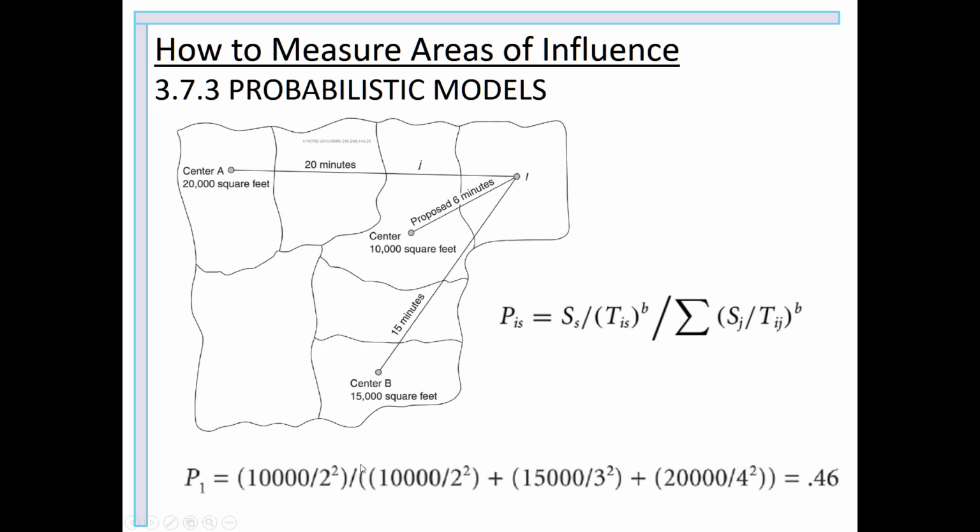Now I'm going to divide by the summation of the same term applied to every possible shopping place. So the first one is the same as we just calculated. We include it in the formula again since I'm summing for every shopping place. Then we're summing here B, 15,000 divided by 3 squared, and then for this one 20,000 divided by 4 squared. Add up everything, divide this term by this, and we get 0.46.